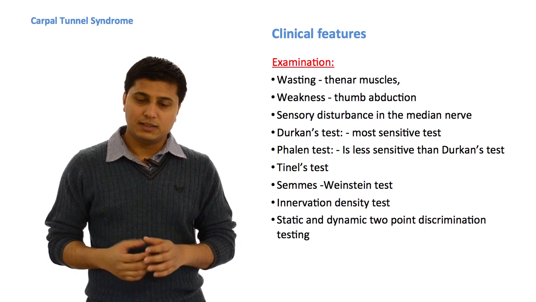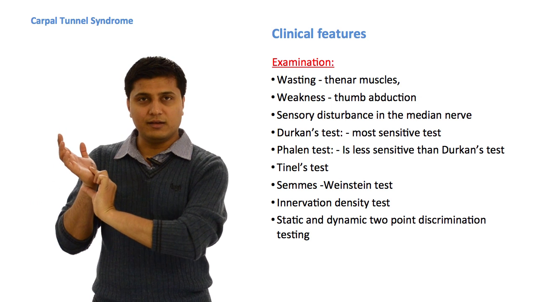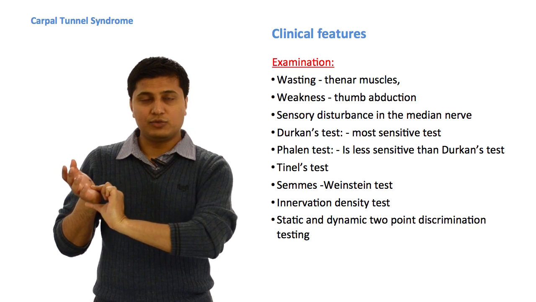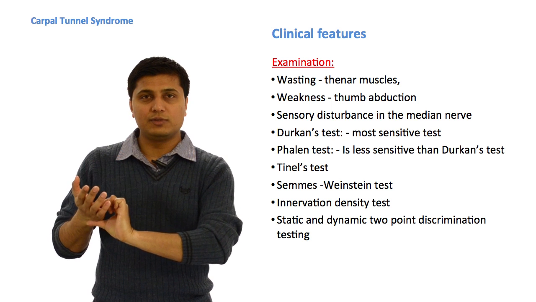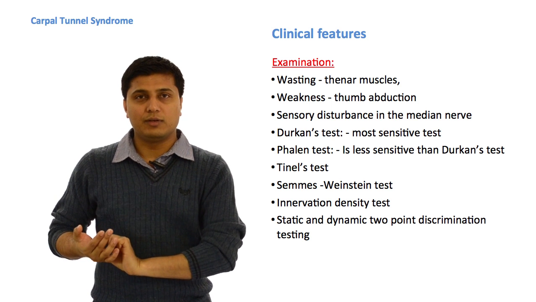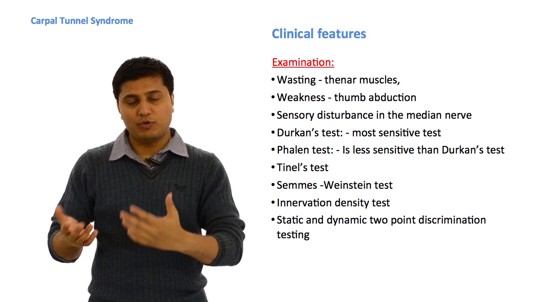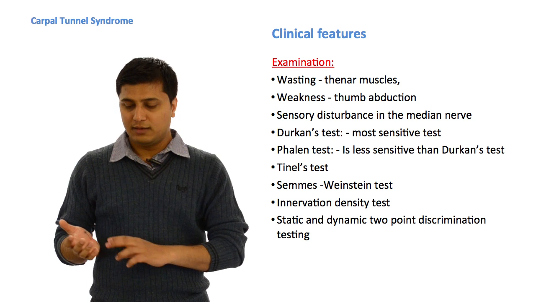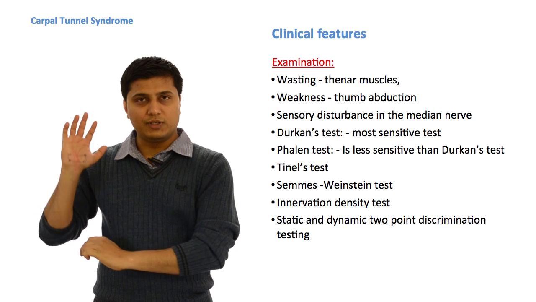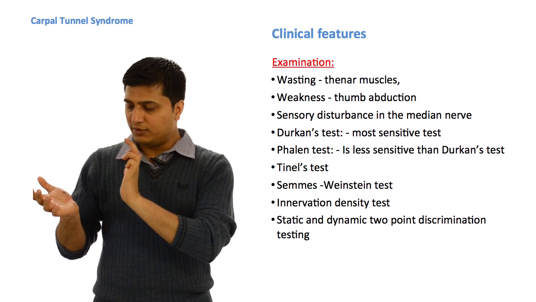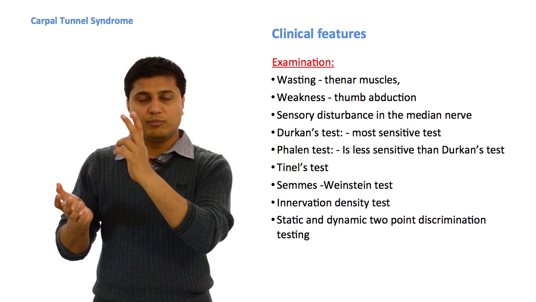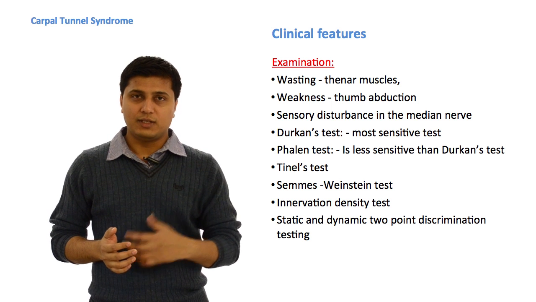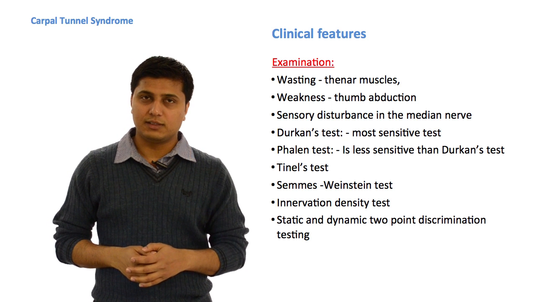Durkan's test, where you press on the median nerve for 30 seconds, and this should cause symptoms similar to carpal tunnel. That's a positive test. The other test is Tinel's test, where the median nerve position is here. Gently tapping on the nerve should reproduce the electric shock-like symptoms of carpal tunnel syndrome. That's another important step as well.